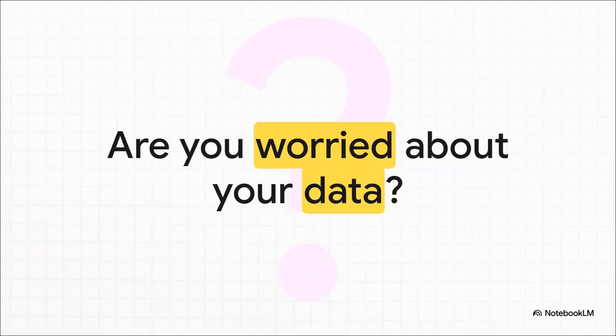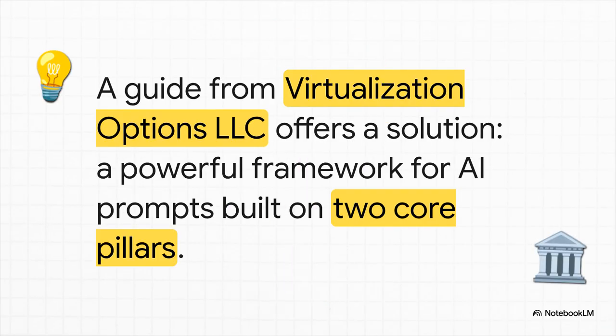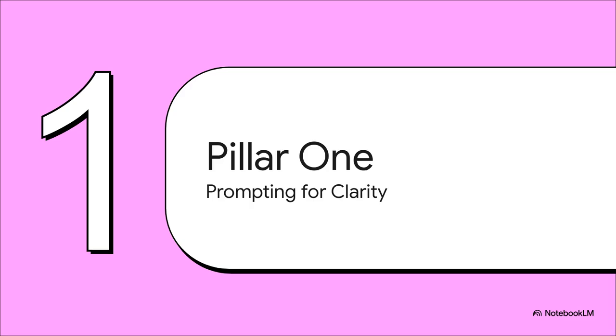But then there's the other side of this coin, and it's a much bigger deal. When you're feeding these AI models information, especially for your job, what's happening to that data? How can you possibly use this incredible technology without accidentally putting sensitive information at risk? Well, luckily for us, there's a playbook for this. A new guide from Bob Slavic over at Virtualization Options LLC, a Colorado-based research and advisory firm, tackles these exact issues. It lays out this really powerful framework for thinking about prompts, and it all rests on two main pillars. So, pillar number one is all about getting those amazing, high-quality results we're all chasing.